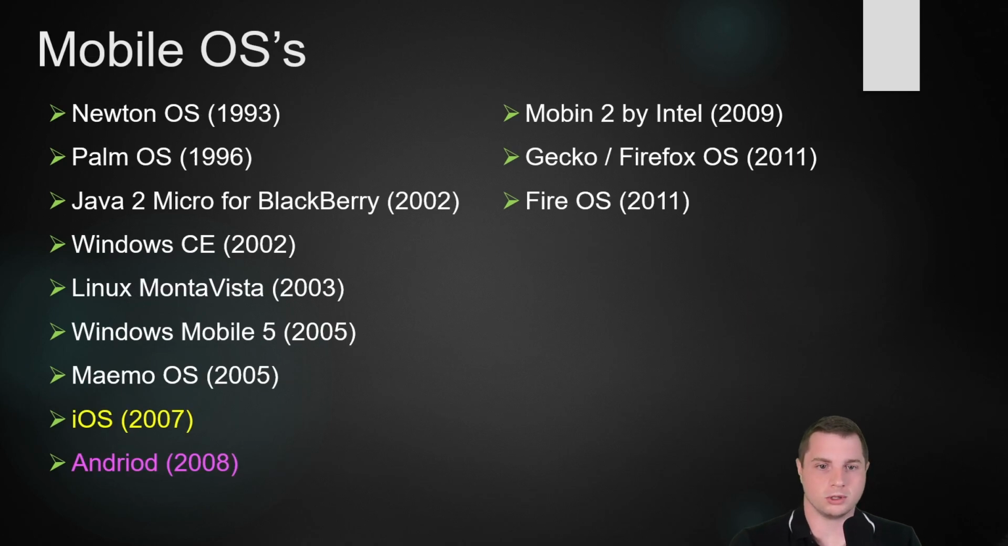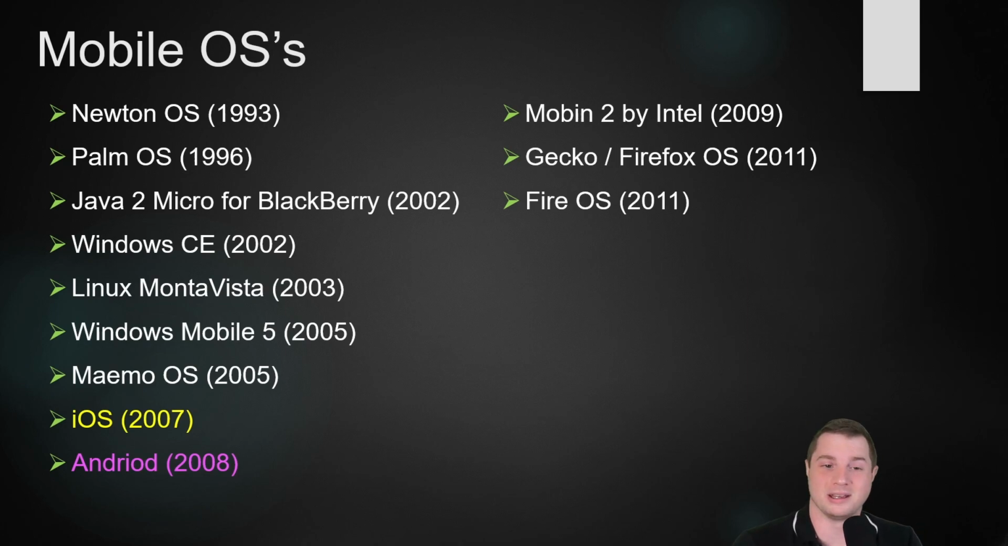Okay, mobile OS is super interesting because these things tend to rise and fall as quickly as the sun. So, '93, Newton OS, Palm OS doesn't even exist anymore as a company. Java 2 Micro for BlackBerry. BlackBerry doesn't really exist anymore. Windows CE doesn't exist anymore. Monta Vista doesn't exist anymore. There might be an iteration that does. Windows Mobile 5 doesn't exist anymore.